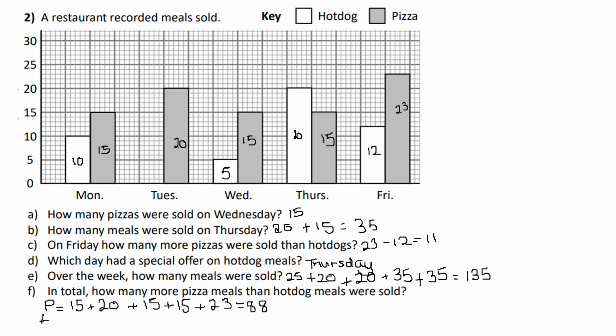And then if we have a look at our hot dogs, so 10 were sold on Monday, none were sold on Tuesday, 5 on Wednesday, 20 on Thursday, and 12 on Friday. So 10 and 20 is 30, add 5 is 35, add 12 is 47. So now we can work out the difference. So 88 take away 47 will give us 41. So 41 more pizza meals than hot dog meals were sold.